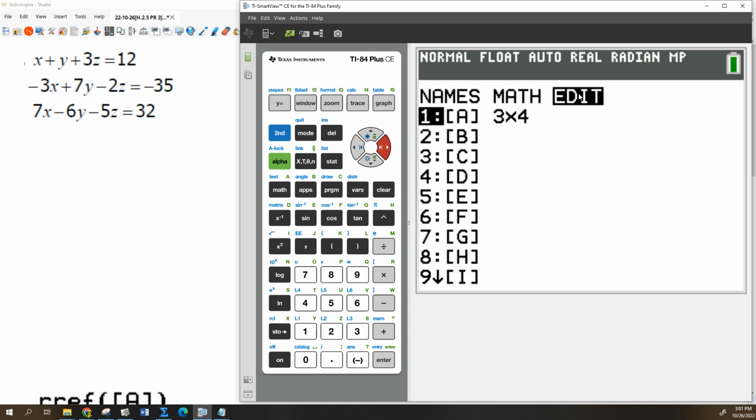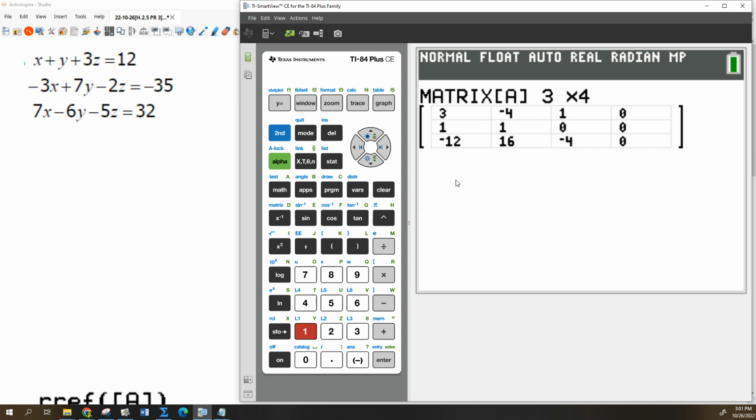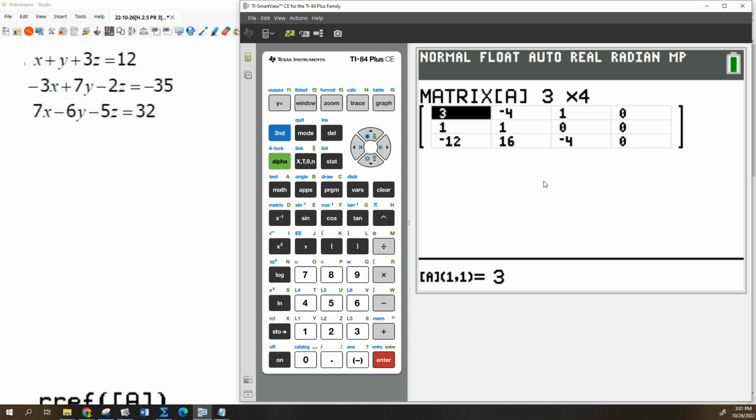So we want to go to the edit menu and either hit enter or 1 to pick up that first matrix. So what do we want the dimensions to be? The dimensions of a matrix always go rows first by columns second. So there are 3 rows, so it needs to be 3 by 4. So I'd hit 3, enter, 4, enter, and you're going to see a blank template open up. Everybody get that?